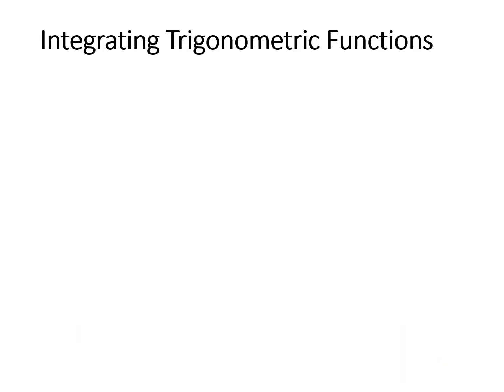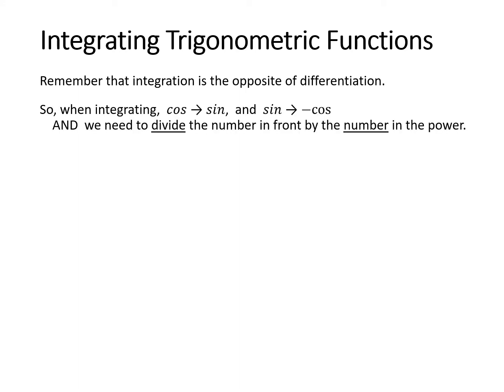So next we're going to integrate trigonometric functions. That means integrating sine and cosine. Again, remember that integration is the opposite of differentiation. When we differentiated, we had to change sine to cos, and cos became minus sine. So we're doing the reverse. So integrating, we have to change cos to become sine, and sine becomes minus cos.